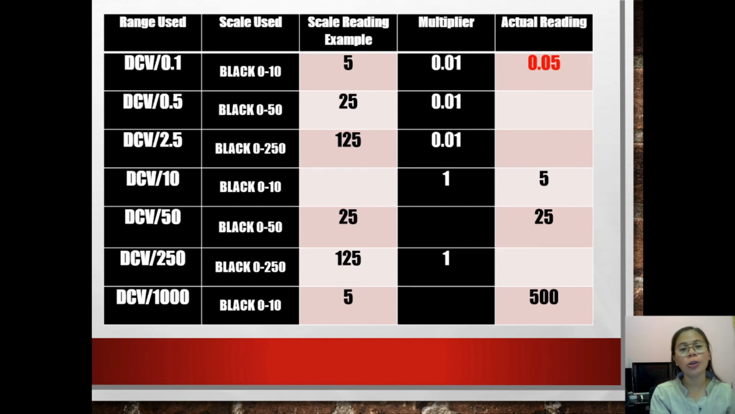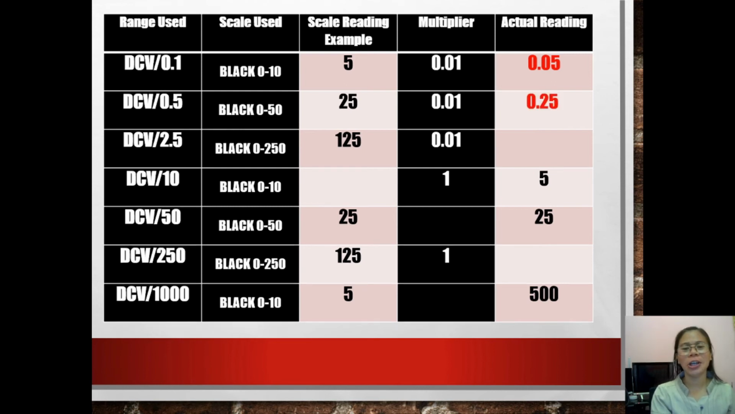The scale is 0 to 50. The scale reading is 25. What will be the actual reading if you multiply the scale reading of 25 by 0.01? Very good. It is 0.25. Okay. Next is range of 2.5.